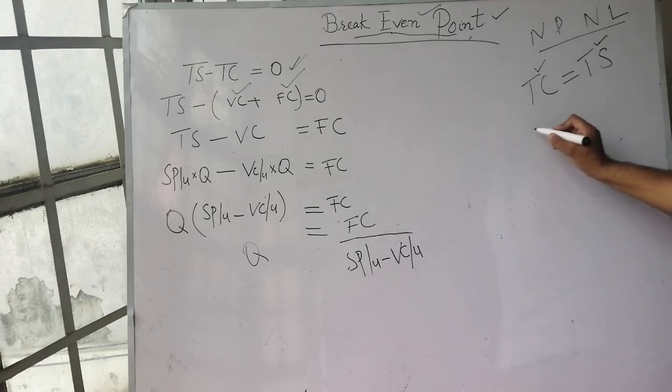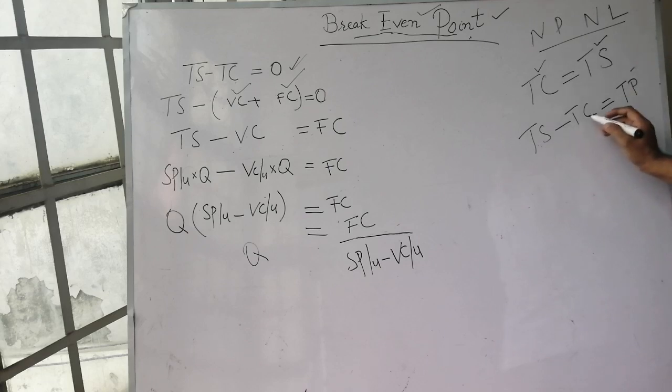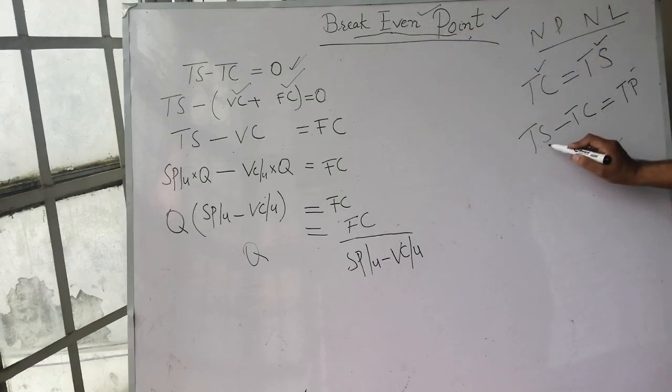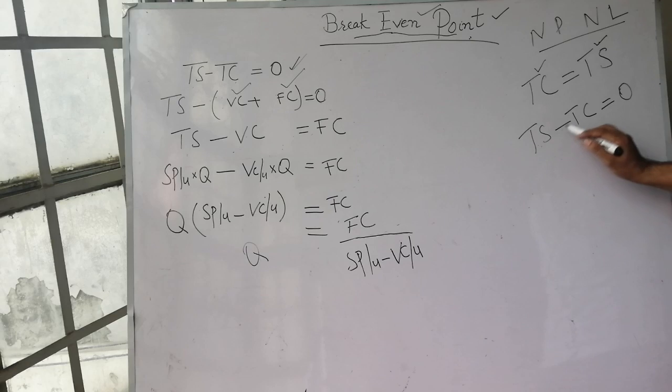In ordinary business, if we deduct total cost from total sales, we get total profit. The formula of profit is total sales minus total cost equals total profit. But at break-even point, if you deduct total cost from total sales, it becomes zero. This is the point at which total sales equal total cost. This point is known as break-even point.